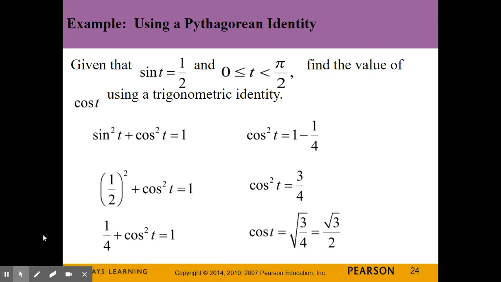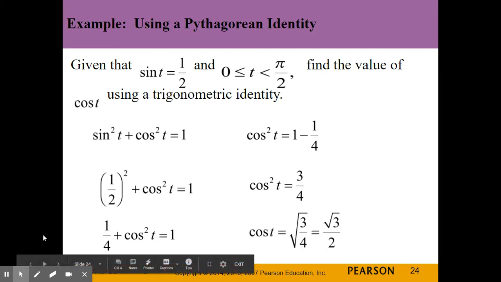If you have cosine squared t and you want cosine of t, you just take a square root. So you end up with cosine of t is equal to square root of 3/4, which reduces to, well, square root of 4 is 2, so root 3 over 2.